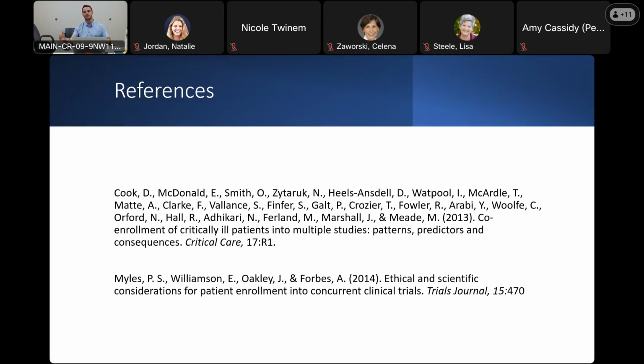These were some of the references for studies that have shown that co-enrollment has not produced a greater burden when you do have several studies that you are going for.